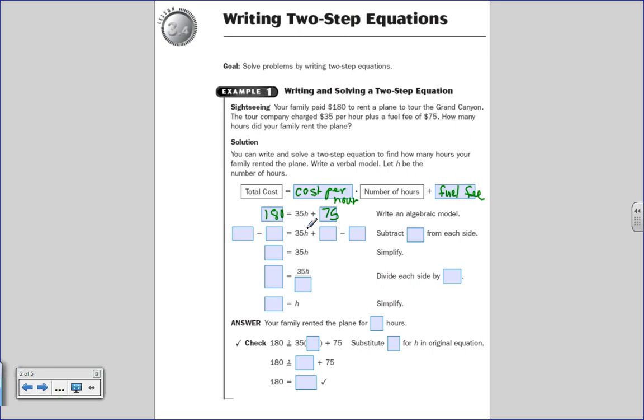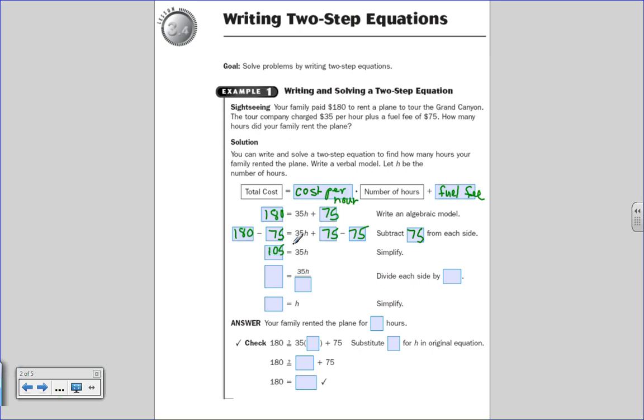So we got to solve this for h. So, two-step equation, get rid of adding and subtracting first. So we're going to subtract 75 from both sides. They write this out a little bit different than we do. I showed you writing it out up and down as an equation. They write it across. I think the up and down is a little easier to see, but since they have it set up across, we'll go ahead and do that. So on the left side, 180 minus 75 leaves us with 105. Then on the right side, we did subtract 75 from each side. 75 minus 75 is nothing. So those are gone.